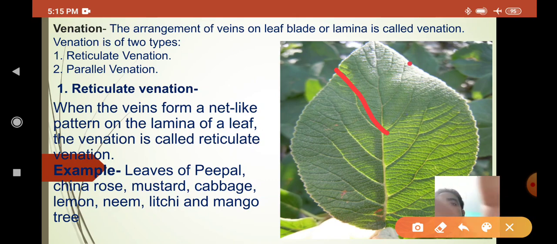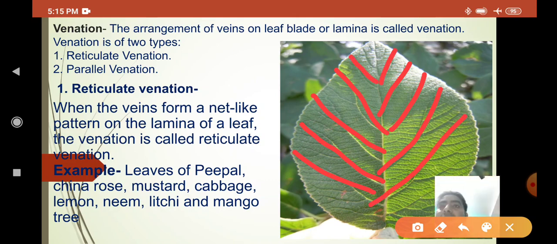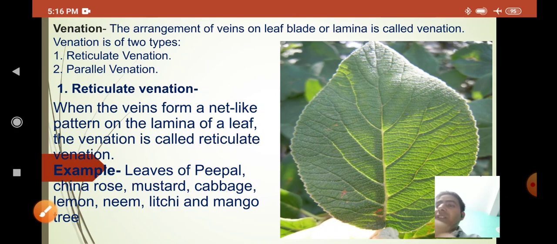Like that you can see the veins are there. The designs are there, the patterns are there. These patterns, which are made up of the veins, are called venation, and it is particularly of two types. The first one is reticulate venation, the second one is parallel venation. We will read first about reticulate venation.